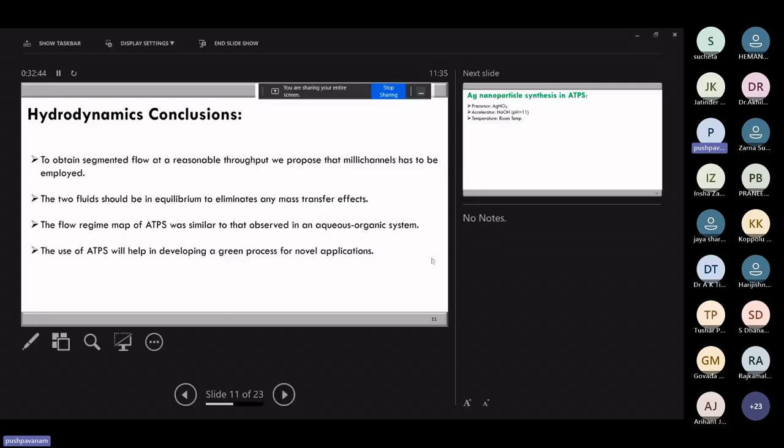Flow regime map of ATPS is similar to that observed in aqueous organic system, because hydrodynamics is similar. Only thing is surface tension is very low. And use of ATPS helps us develop a green process for novel applications, because I'm not using any organic liquid. My process is green. Everything is aqueous.